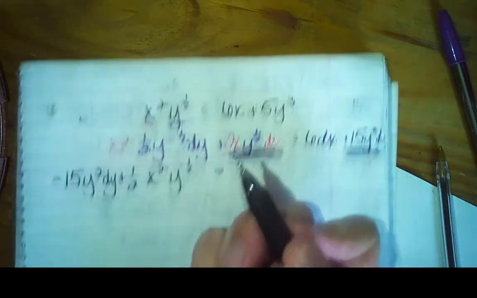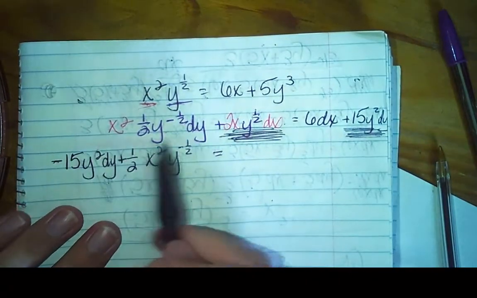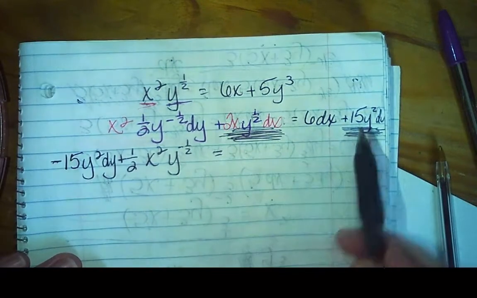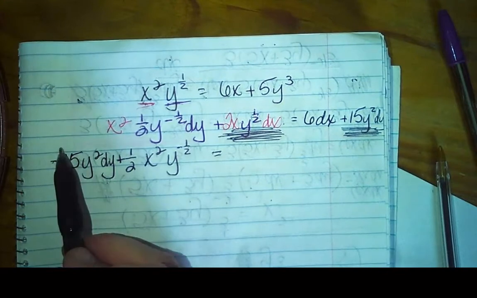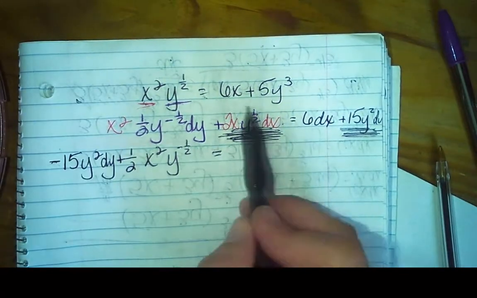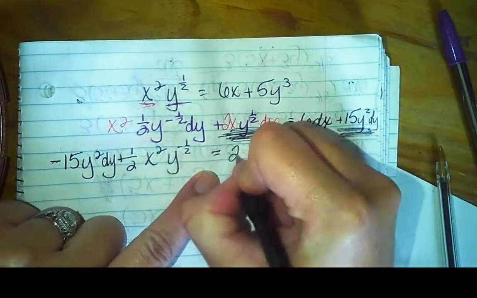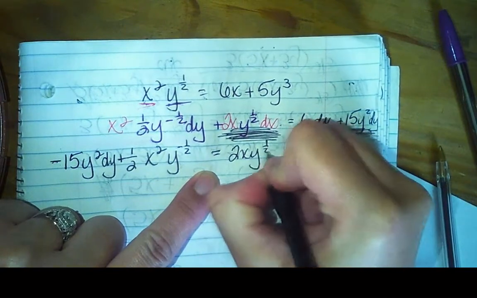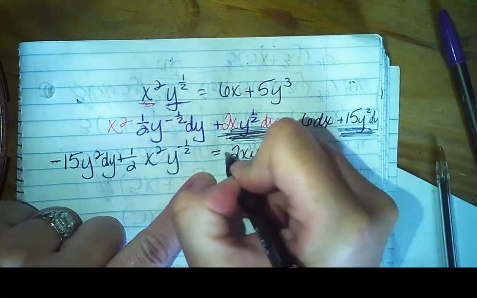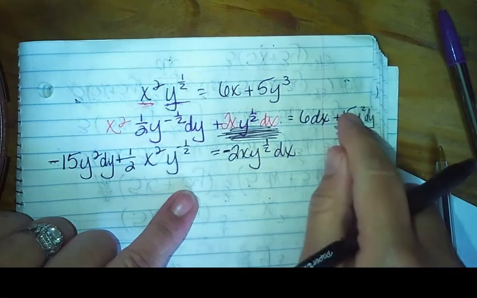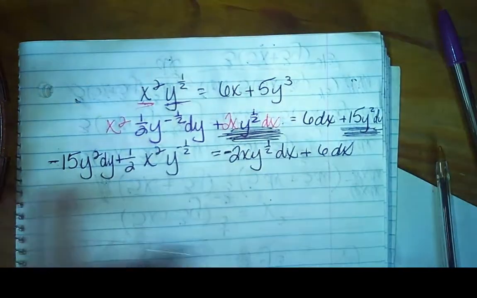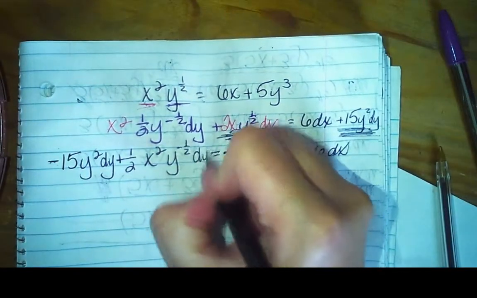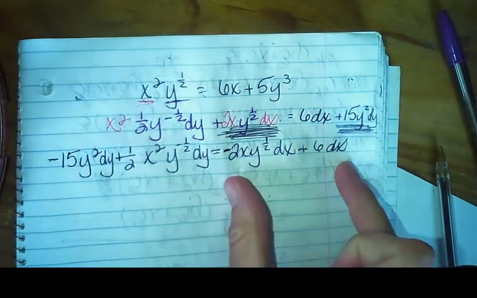Okay, so I just kind of sort of butchered that. All I did was rewrite this one. And I was going to bring this one over, but I wrote it over here. So I subtracted this one over. Now I got to subtract this one over. So I've got a 2xy to the 1/2 dx that is negative because I subtracted it over, plus a 6 dx. So now my dy's are on the left and my dx's are on the right.